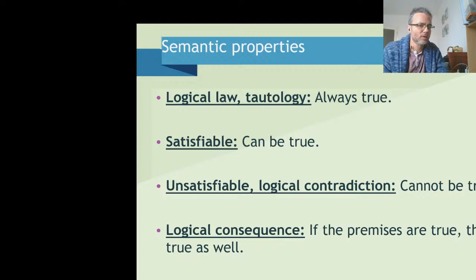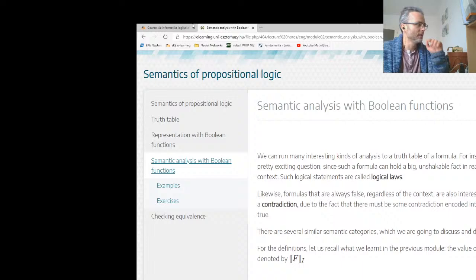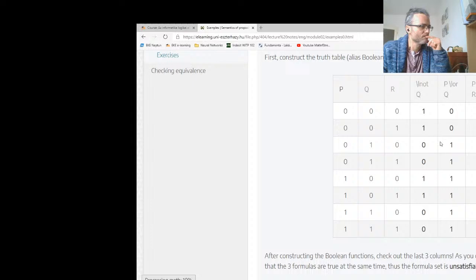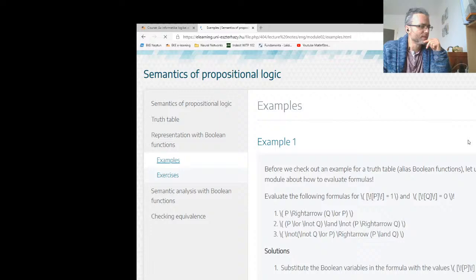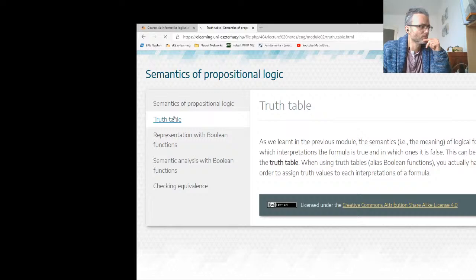In the lecture notes, I think there is an example with the logical law. Maybe there isn't. No, there isn't.